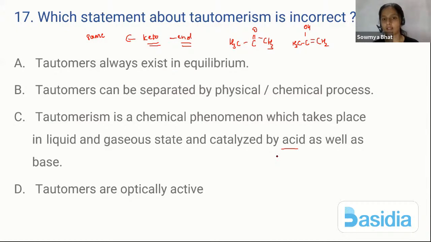If you have acid as a catalyst, first protonation takes place. If you have base as a catalyst, deprotonation takes place. So both acid and base can catalyze this reaction. So all three options are right. But the tautomers are optically active? You can see here the carbon attached to the functional group does not have 4 different groups. When you don't have 4 different groups around the carbon, or the chiral carbon center is not there in the compound, it cannot be optically active. So the incorrect statement about tautomerism is option D.